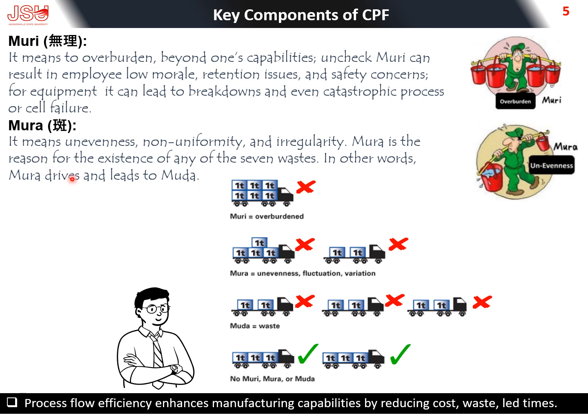MURA. It means unevenness, non-uniformity, or irregularity. MURA is the reason for the existence of any of the 7 ways. In other words, MURA drives and leads to MUDA.